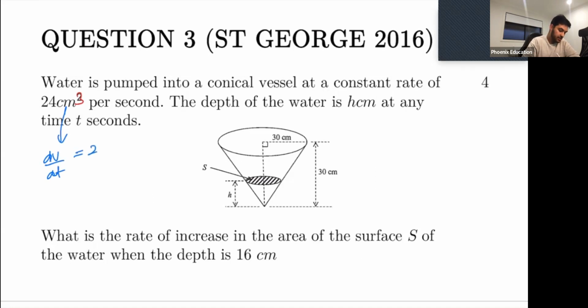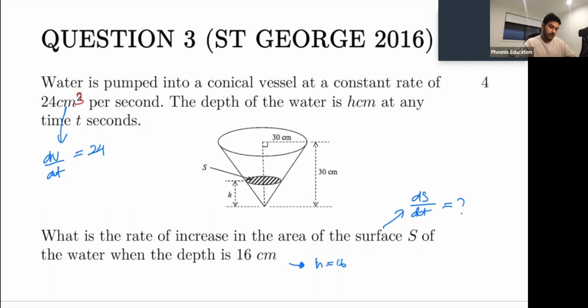We've been told that it's 24. The depth of the water is h at any time t. What is the increase in the area of the surface? So they want us to figure out ds on dt. Okay, when the depth is 16. So when h is equal to 16.